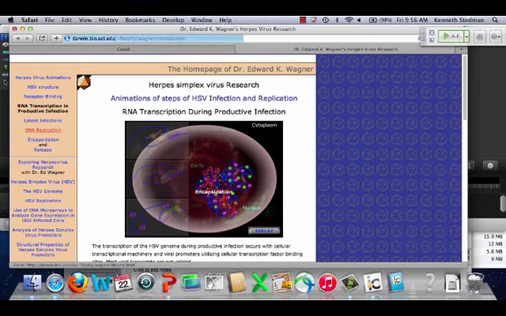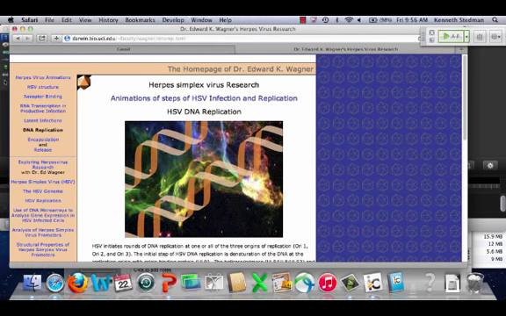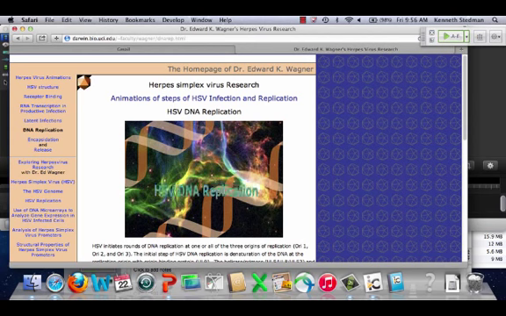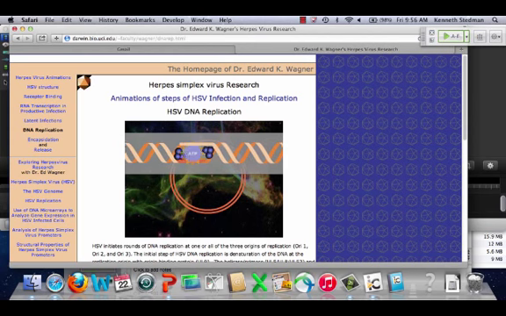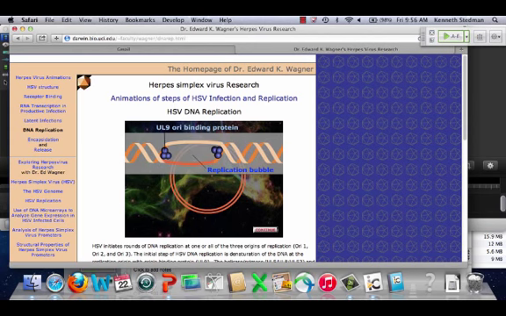Replication happens through DNA separation here. Here's your HSV genome. One of 3 origins gets used. Again, you can use any of the 3 origins. It doesn't seem to make a difference, again, because this is a circular genome. Your origin binding protein functions, again, very similar to origin recognition complexes that you have in eukaryotic cells.